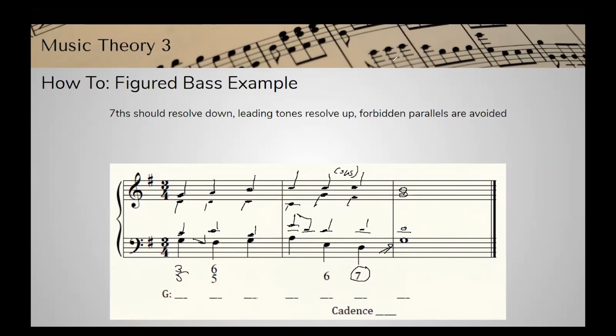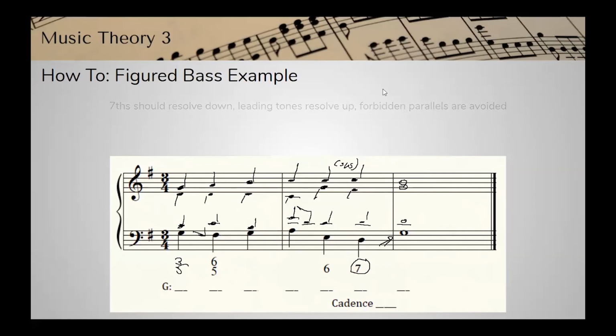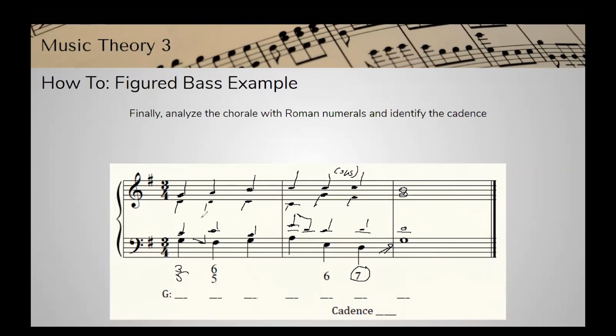So, all right, let's look at the next step. We've written our inner voices. The next thing to do, of course, is to analyze this piece with Roman numerals. Now, we also want to identify the cadence after that too. So, remember, you always want to find the root of the chord first, and that determines the Roman numeral. So the root of this first chord is G, and in the key of G, that chord is a 1 chord. Over here, the root of this chord is a D, so this is a 5, 6, 5 chord.